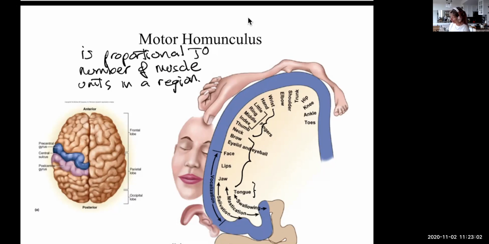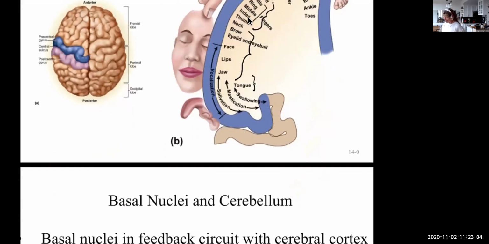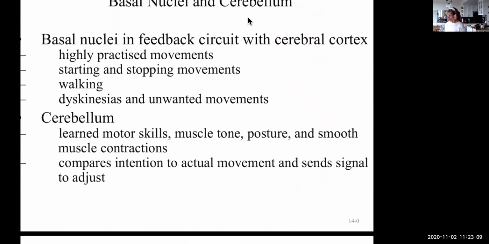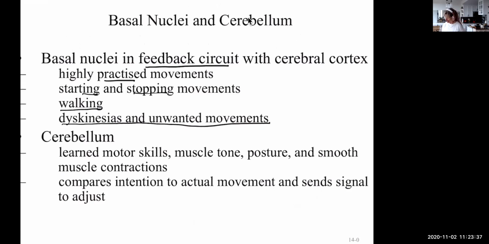The motor homunculus. What about the basal nuclei? So the cerebral cortex has a feedback circuit with the basal nuclei, which integrates some more complicated movements. So very practiced movements, for example, starting and stopping movements, walking. Dyskinesias and unwanted movements can occur as a result of damage to the basal nuclei.